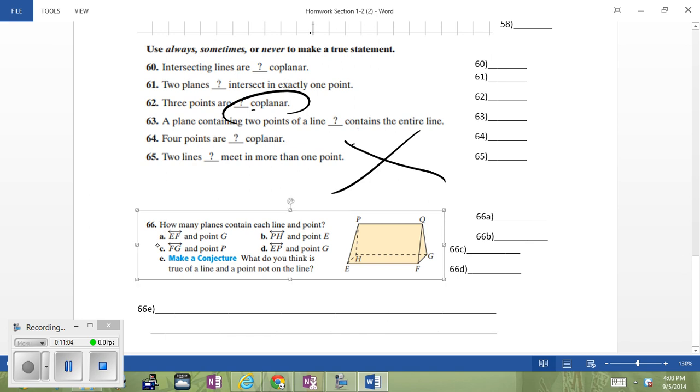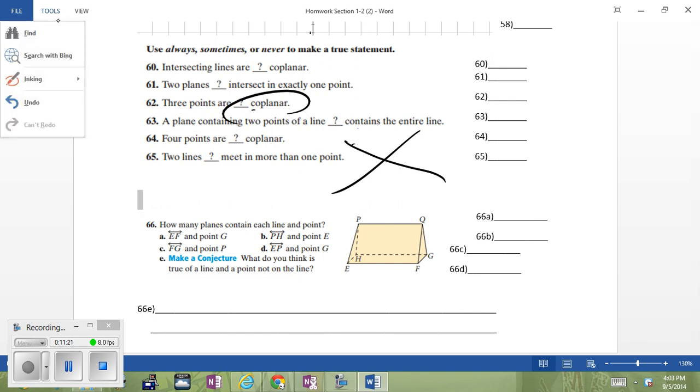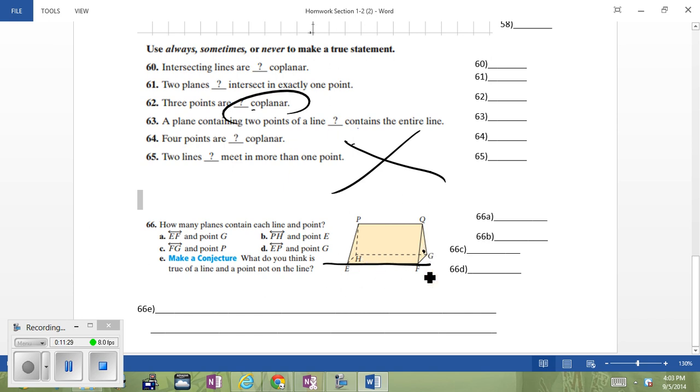The last grouping, 66, okay? How many planes contain each line and a point? Here's the line containing EF. We take the line containing EF, and we look at a point G. It's not on there, so it's in the plane of the base of this figure. So you look through that, you're going to find that to be the same for every one of them.